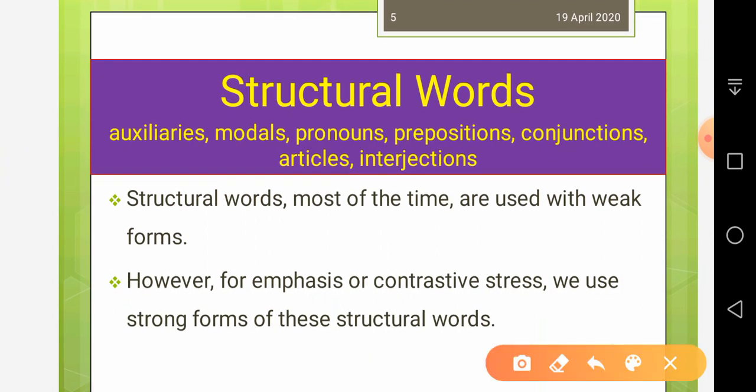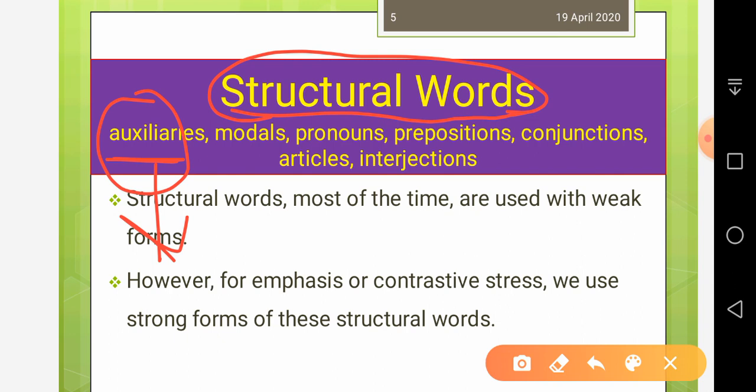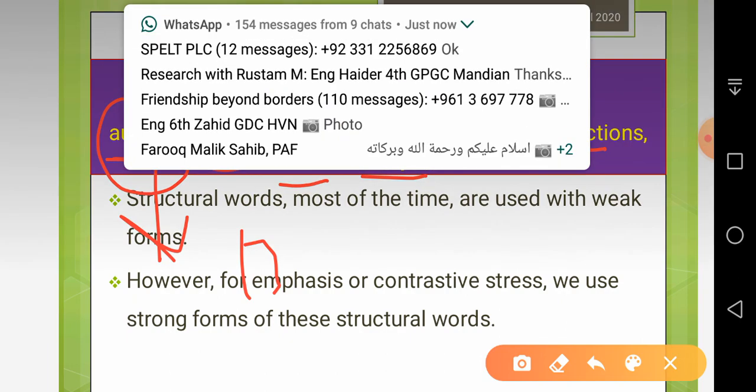Structural words. Which are structural words? Structural words are also known as grammatical words or functional words. Here are these: auxiliaries, the primary helping verbs. Modals, we have 13 modals, and modals are a fixed, closed-class category. Then we have pronouns, prepositions, conjunctions, articles, interjections. All these are known as structural words.